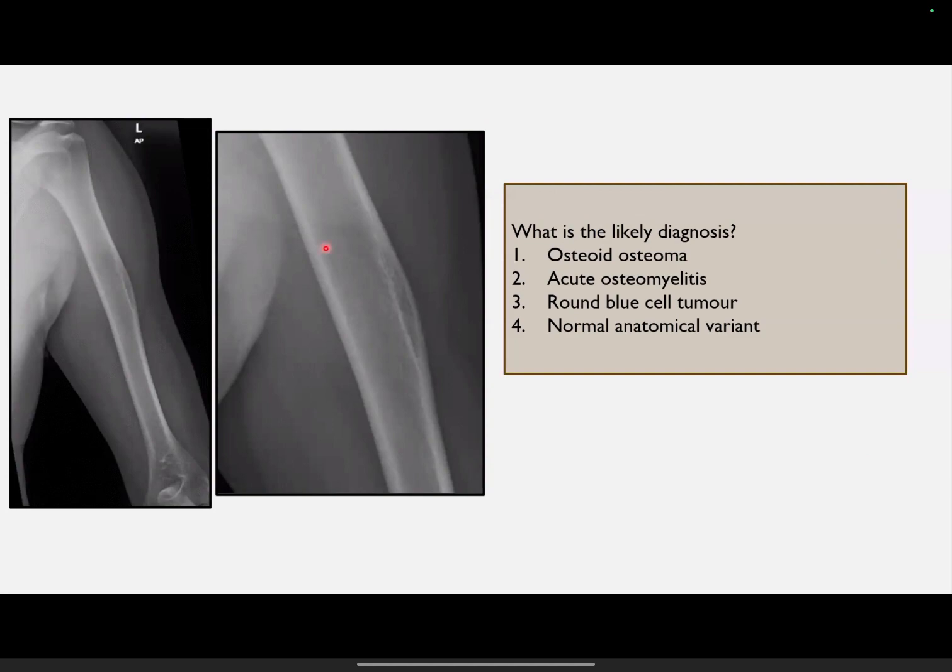Then this is another example of a normal anatomical variant. Whenever you see significant cortical thickening with intracortical lucency in the proximal humeral shaft, this is a normal anatomical variant, not a pathological lesion. This is pseudotumor deltoideus, where the deltoid muscle inserts. So whenever you see cortical thickening with intracortical lucency, this is a normal anatomical variant. It should not be mistaken for a round blue cell tumor, acute osteomyelitis or osteoblastoma.